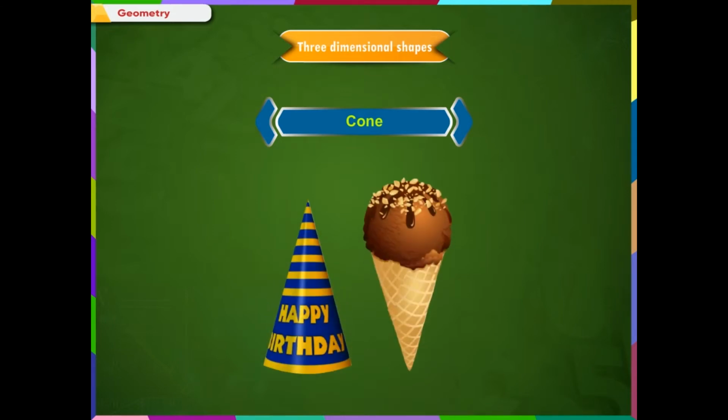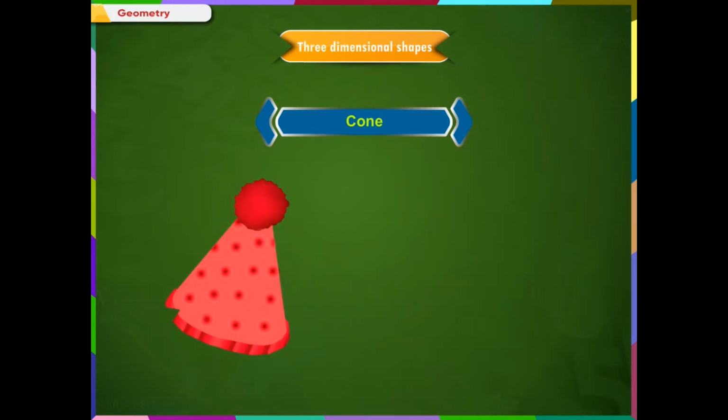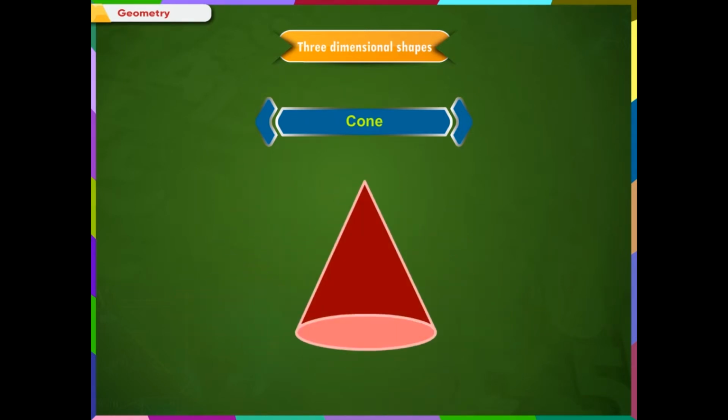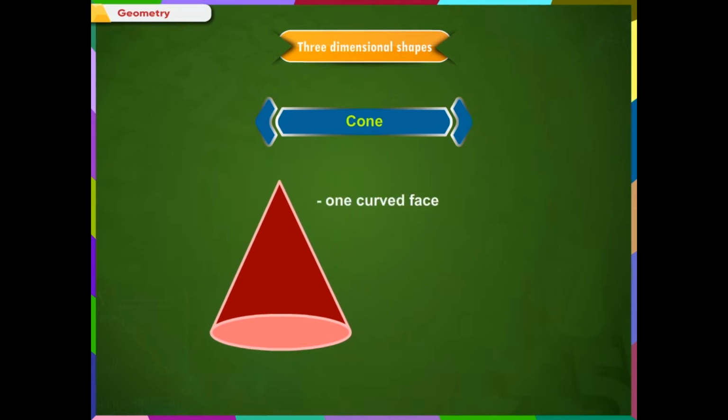Cone. A birthday cap or an ice cream cone are the examples of a cone shape. It can also be seen as Joker's cap or a camp tent. A cone has two faces, one curved face and one plane face. It has one vertex and one edge. It has a plain circular base.